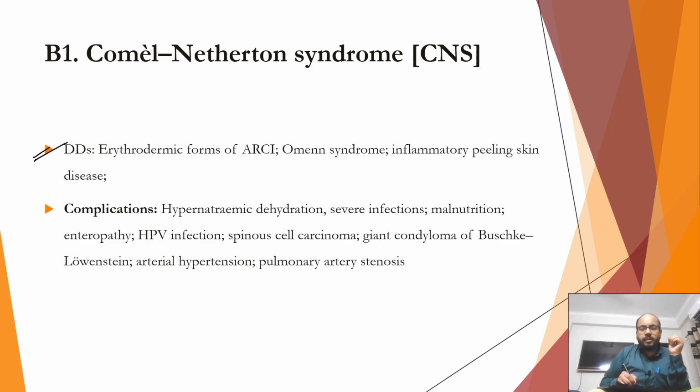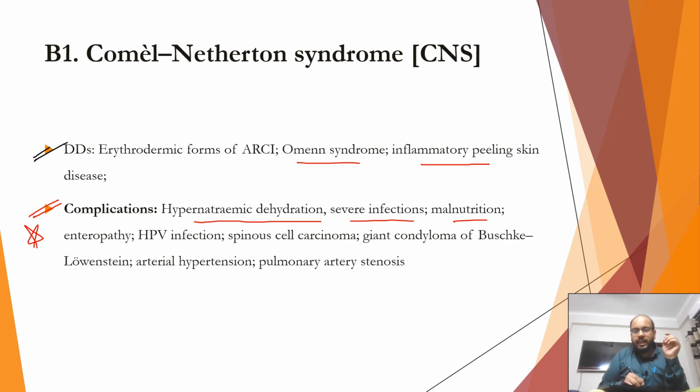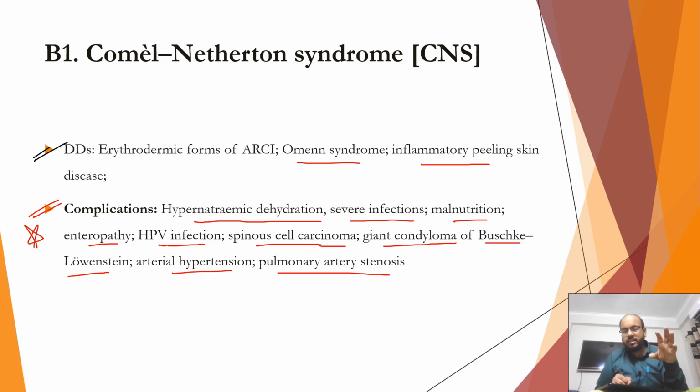DDs include erythrodermic forms of ARCI, which is autosomal recessive congenital ichthyosis, Omenn syndrome, inflammatory peeling skin disease. Just remember them for theoretical reasons. Complications are important. Complications of Netherton syndrome are hypernatremic dehydration, severe infections, malnutrition, enteropathy, dermopathic enteropathy, recurrent infections including HPV. They may develop squamous cell carcinomas, giant condyloma of Buschke-Lowenstein, arterial hypertension, pulmonary artery stenosis. These are all complications listed in the book.